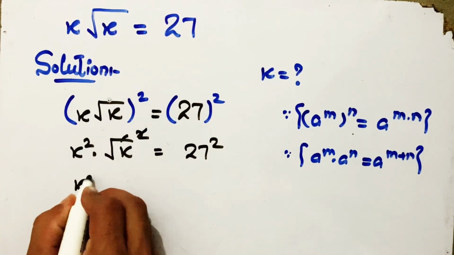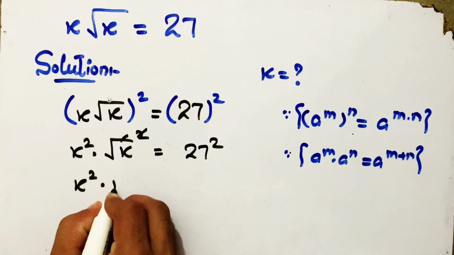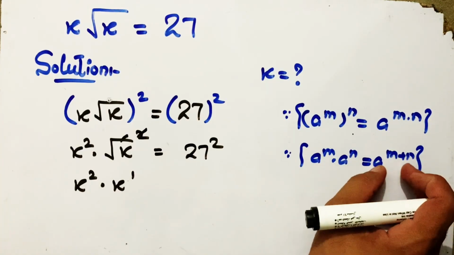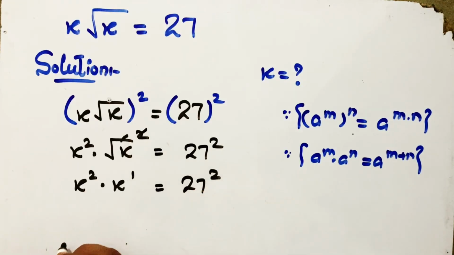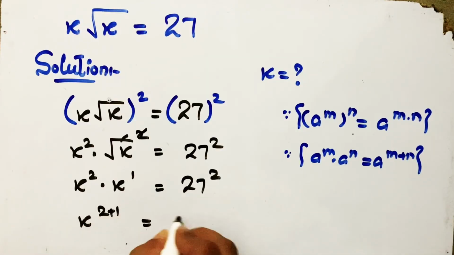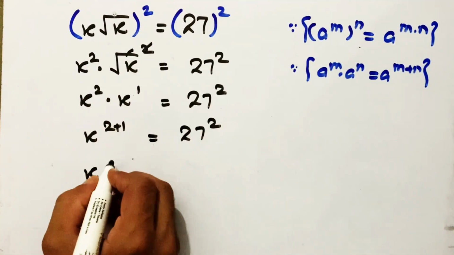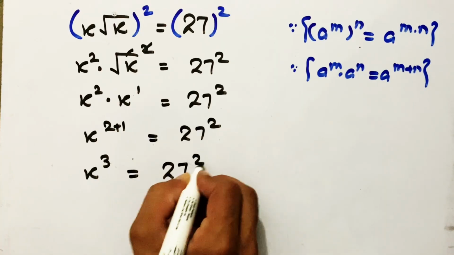So we get x to the power of square root of 2, times x to the power of 1. The bases are the same, so the powers will be added. That equals 27 squared here. So this is x to the power of 2 plus 1, that equals 27 squared. The next step is 2 plus 1 becomes 3, that equals 27 squared.